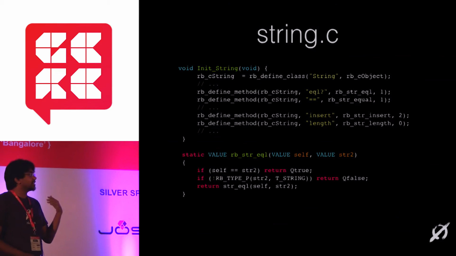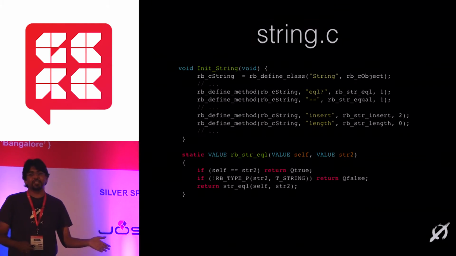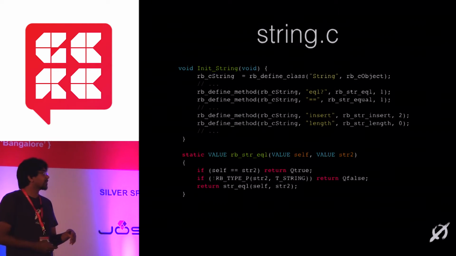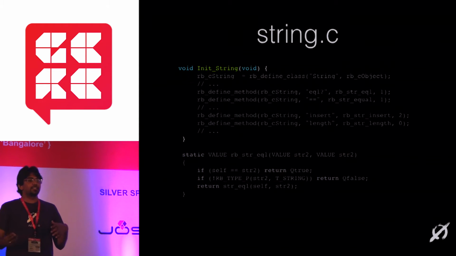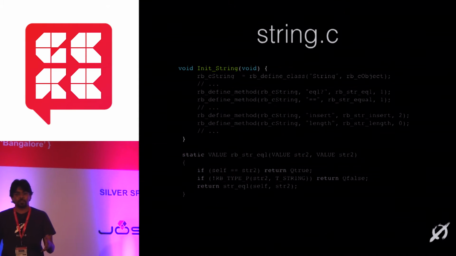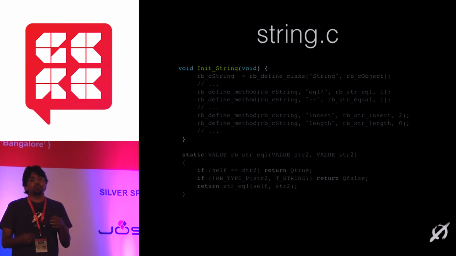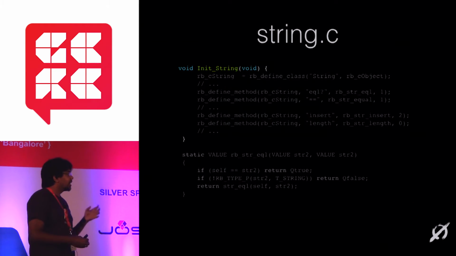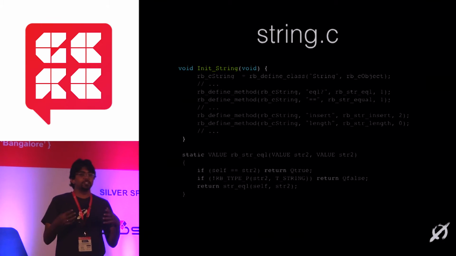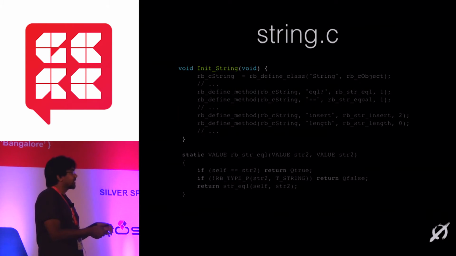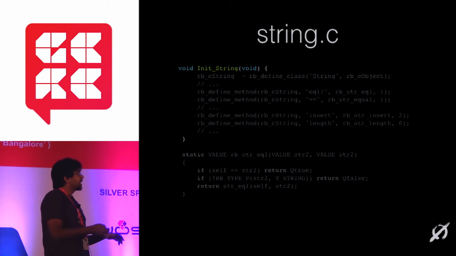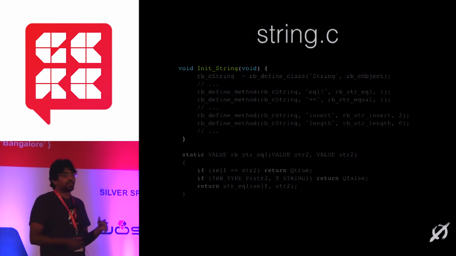So over here, I'm actually showing you string.c, and I'm going to walk through a few lines of this code now. Okay. So the first line is a method called init_string, right? This is the equivalent of main for your Ruby extension. Whenever your gem is required, it is going to call this function. So if there was a gem called string and I said require string, it would call this method init_string.